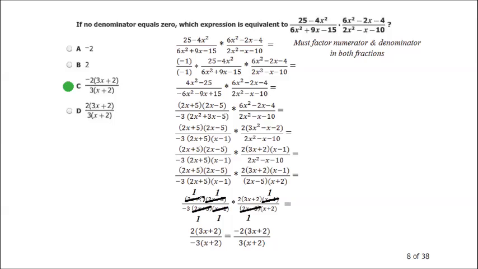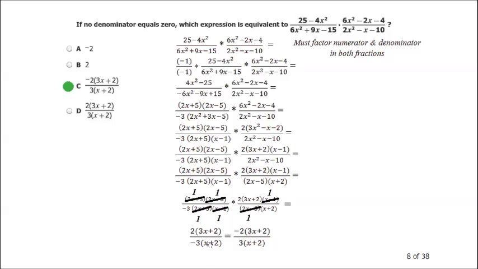Well, let's see. I can cancel the 2x plus 5 here and here. I can cancel the 2x minus 5 here and here. I can cancel the x minus 1 here and here. And when all the smoke clears, what's left in my numerator is the 2 times 3x plus 2. In the denominator, what's left is that negative 3 and the x plus 2.